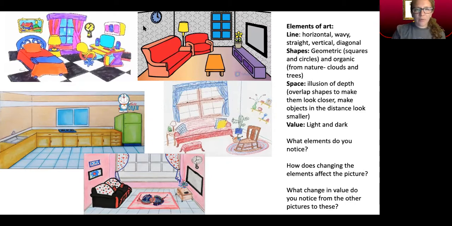This picture with the red couch and this picture with also the red couch used a little bit of diagonal lines to show the corner of the room. So that's another option for when you're doing lines.